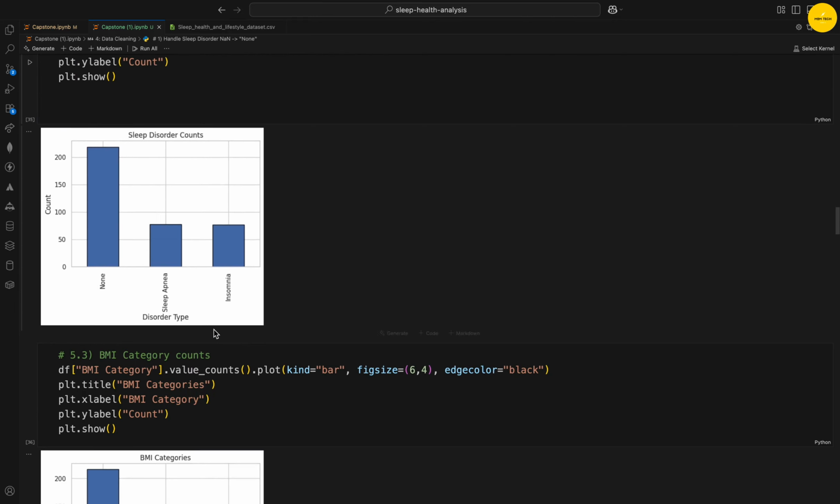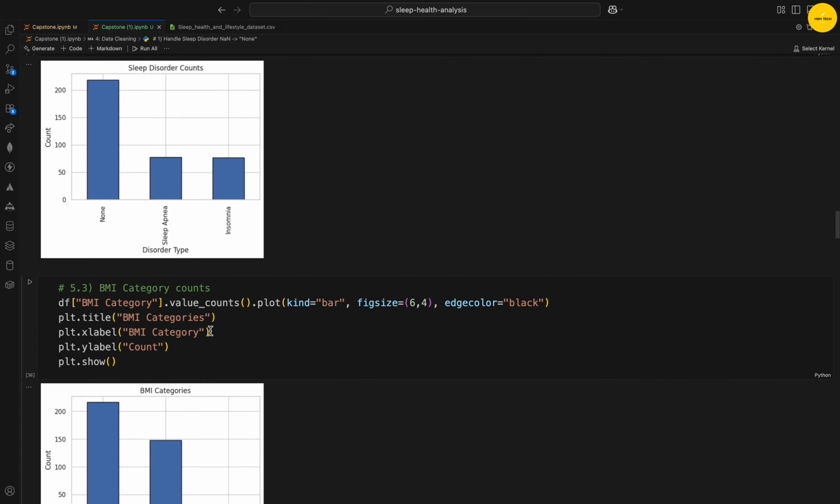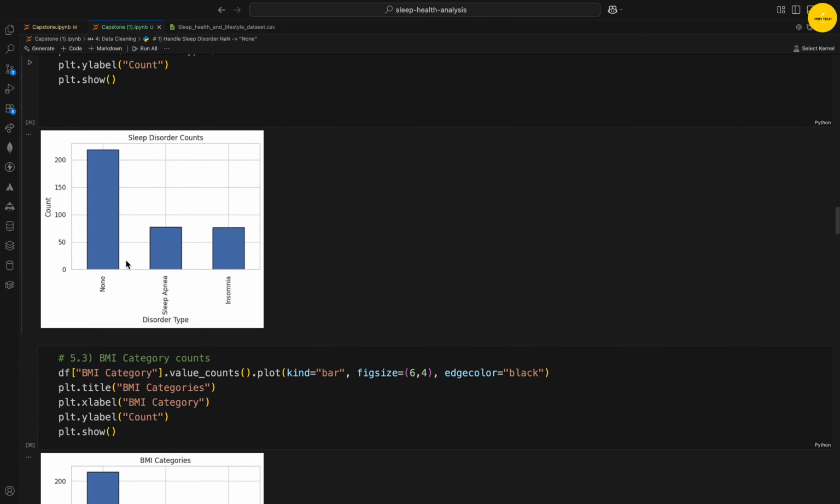And now we have two charts of sleep disorder and BMI category. The first one shows that most people in the dataset do not have any sleep disorder, and around 60 people have sleep apnea and 65 have insomnia. The second chart shows that most people are in the normal BMI category. This provides a good baseline for the rest of our analysis.